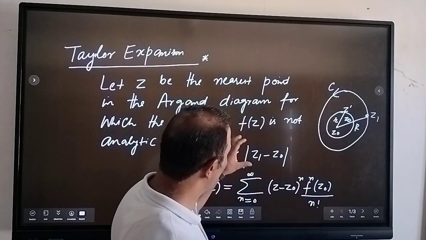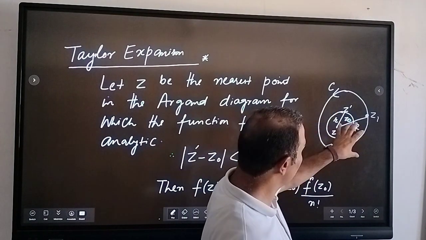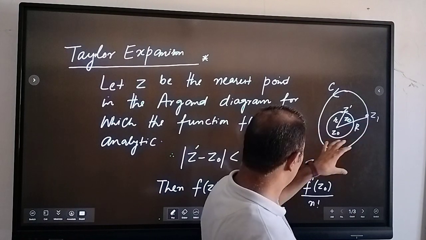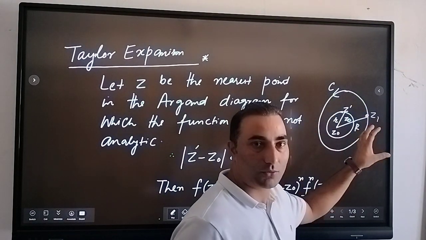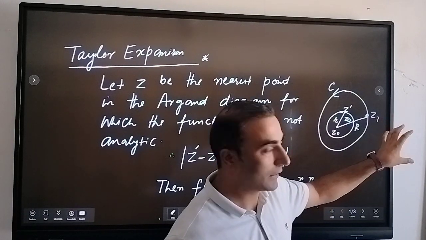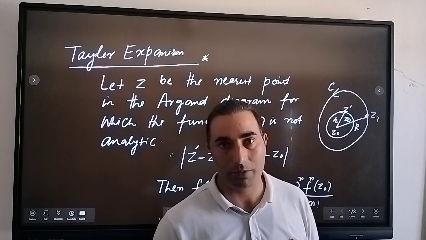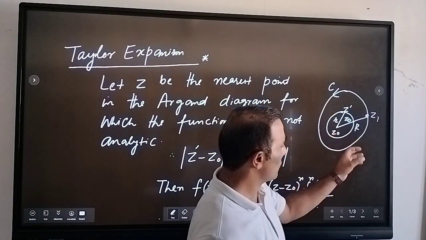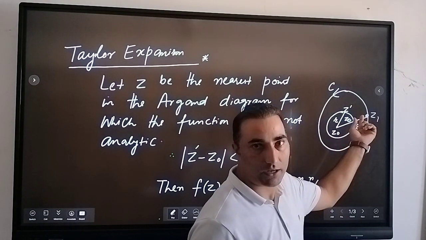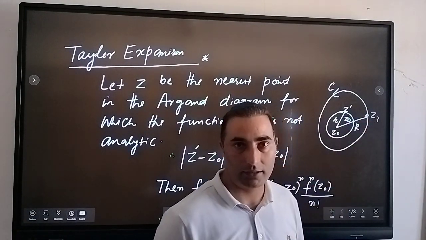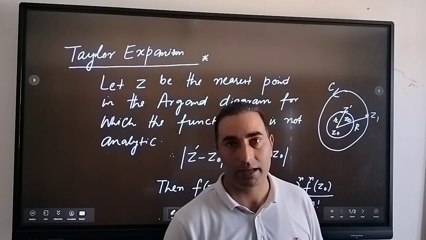Now, coming back, how do we calculate this? First, all the points within this domain: you can have some points where the function is analytic and some where f of z cannot be analytic. One was z0. I am choosing one more point that is nearest to z prime, where the function is not analytic.